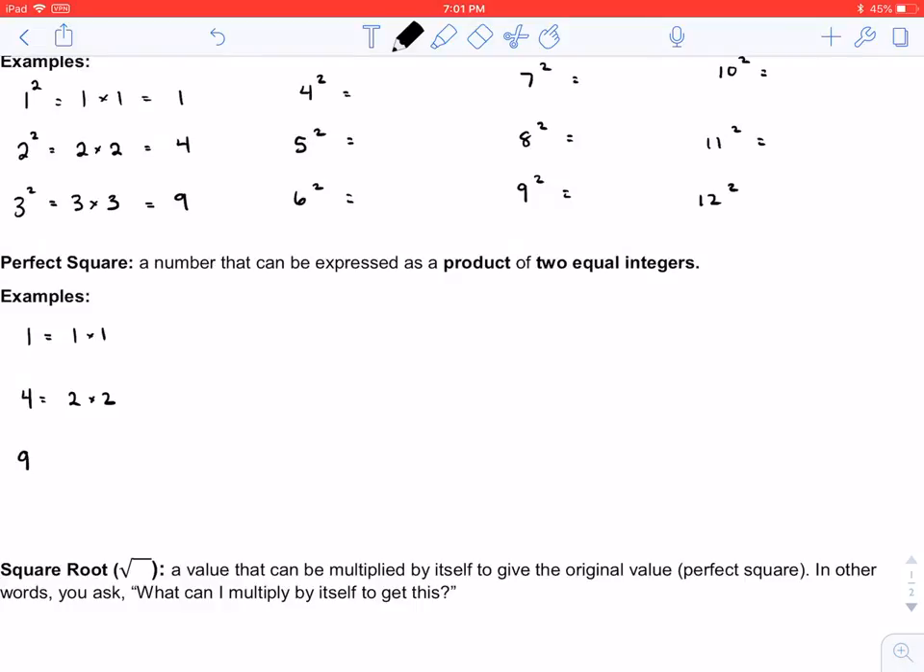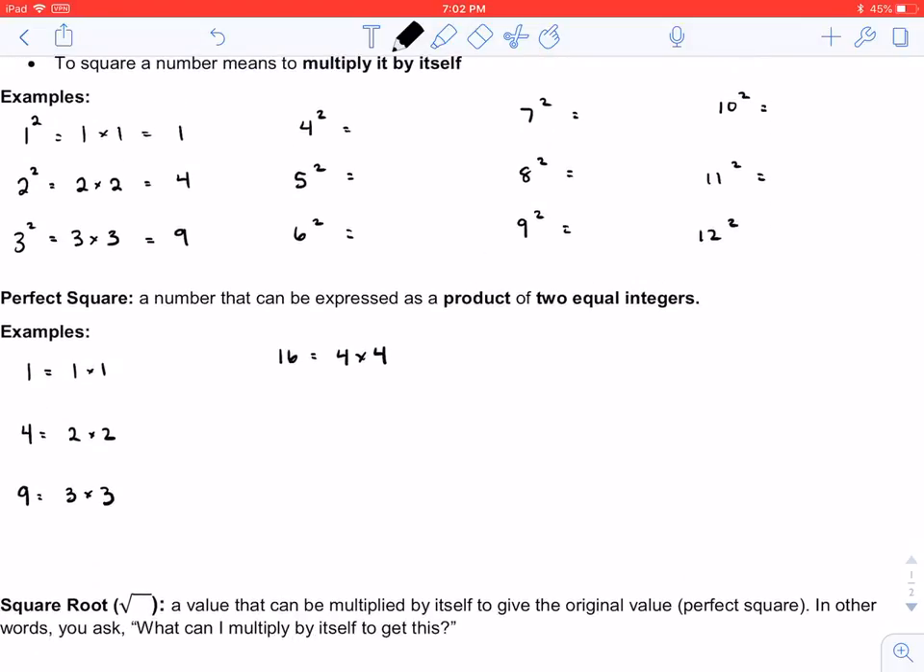And you've got 9, which is 3 times 3, and 16, which is 4 times 4, and so on. If you notice a pattern already, the numbers that we squared in the first example are all perfect squares. So 1, 4, 9, 16, and so on. You can fill in the rest.